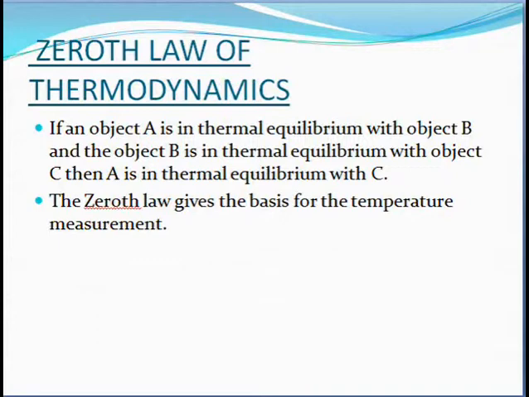This law states that if an object A is in thermal equilibrium with object B and object B is in thermal equilibrium with object C, then A is also in thermal equilibrium with object C. The zeroth law gives the basis for the temperature measurement.